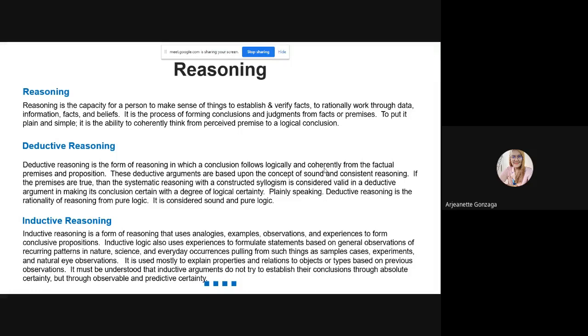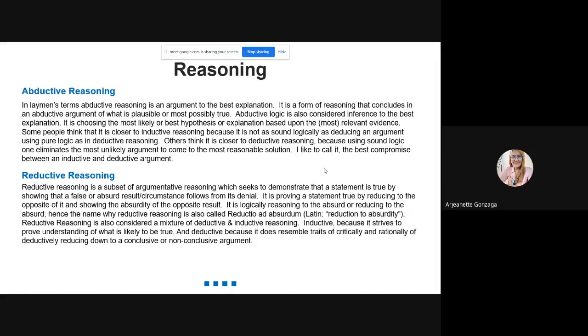Okay, so next we have the abductive reasoning. So sa abductive reasoning, it is closer to deductive reasoning because, using sound logic, one selects the most likely argument to come to the most reasonable solution. So I like to call it the best compromise between an inductive and a deductive argument. So parang siya ito yung referee ni inductive and ni deductive.